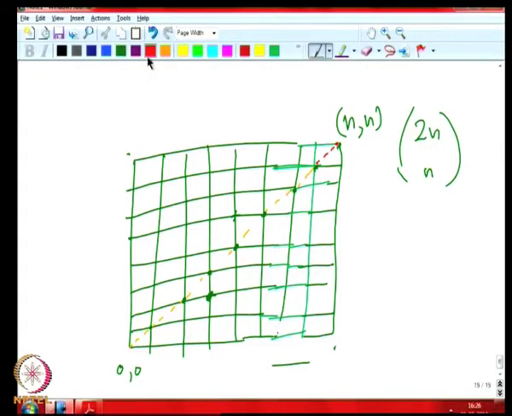For instance, you cannot take a route like this, starting like this. This kind of route is not allowed, because it is growing above the diagonal. Or even this route is not allowed, right, because here you are already above the diagonal. So, that means this many are not available.